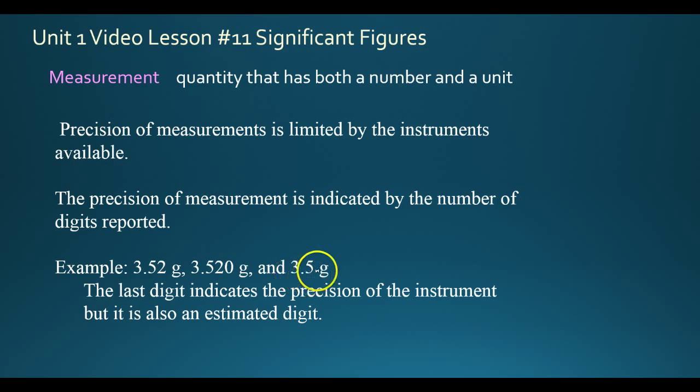So this balance right here can only measure out to 1/10 of a gram. This one can measure out to 1,000th of a gram, and this one to 100th of a gram. So which one is the most precise? Of course it would be this middle measurement. So the last digit indicates the precision of the instrument, but it's also the estimated digit.